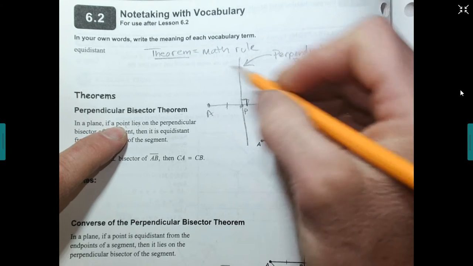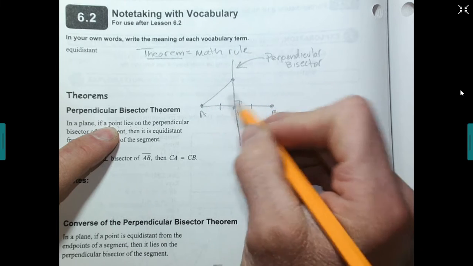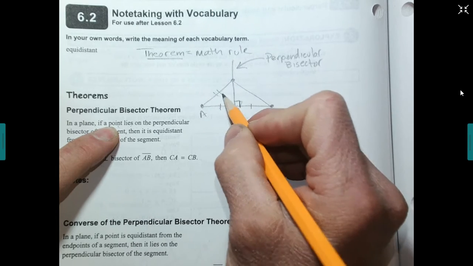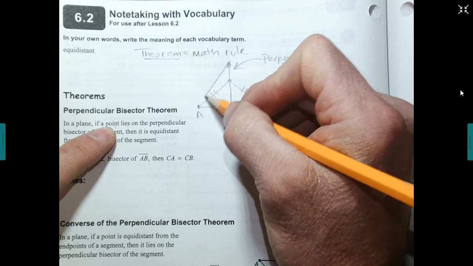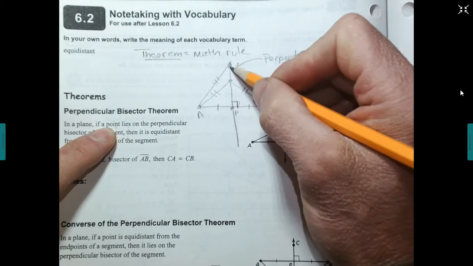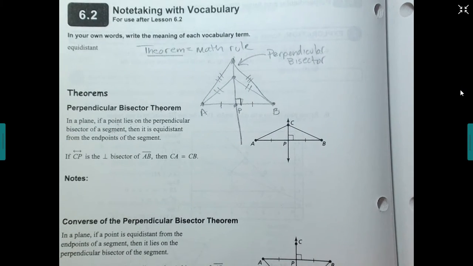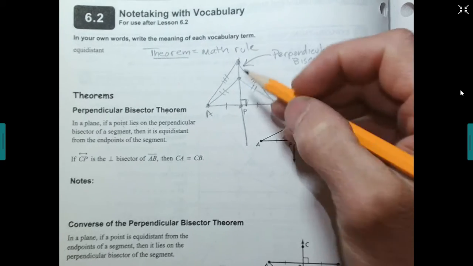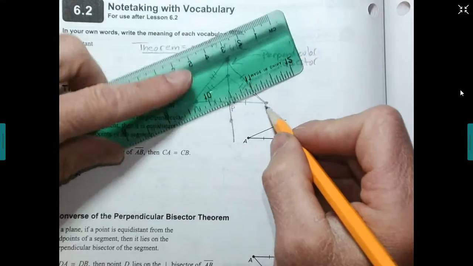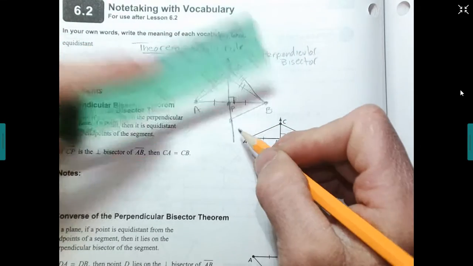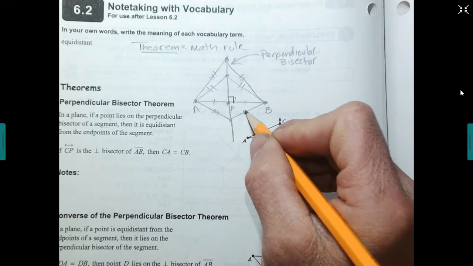So what it says is that if a point lies on this line, it's going to be equal distance from both A and B. So if I pick a point right here, this is going to be equal to this. Or let's say I pick a point right here. It means that this is equal to this. I should maybe use a ruler for those. But anyways, that's what it's saying. If I pick any point on this line, how about this point? It's saying that this is equal to this. 1, 2, 3, 4. 1, 2, 3, 4.